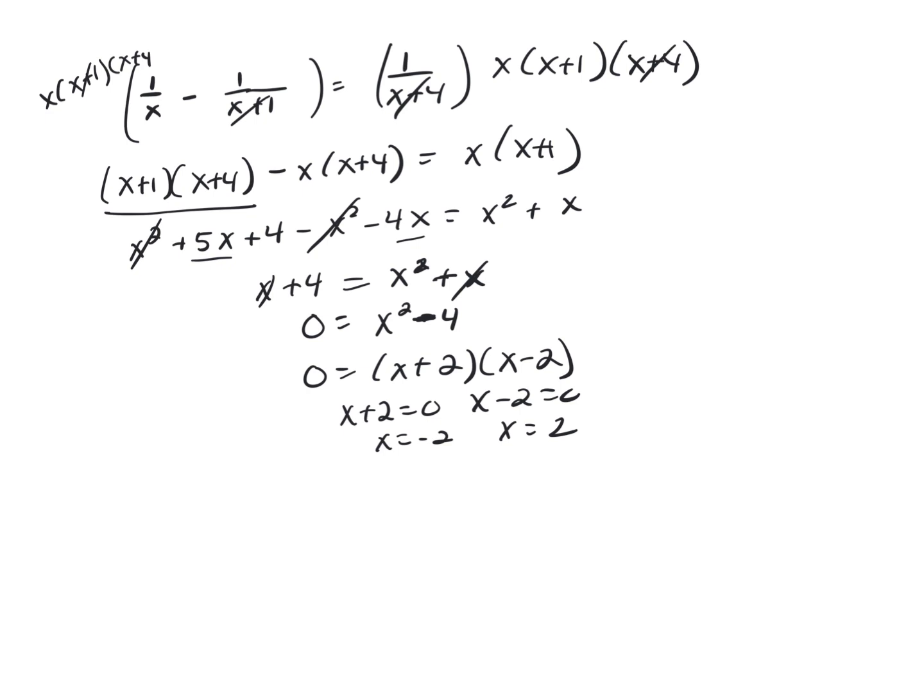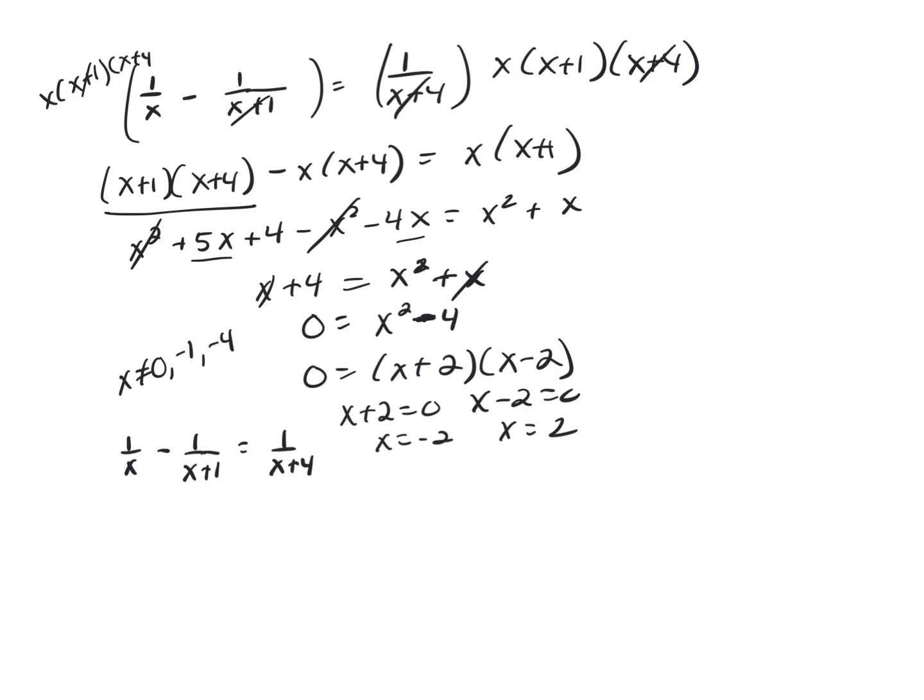Now the other way to work this problem, if you look at 1 over x minus 1 over x plus 1 equal 1 over x plus 4, you know x cannot equal 0, negative 1, or negative 4, because those values of x would give you 0 in the denominator, and that would be undefined. You can't have it. So that knocks out answer A, B, and what? E.